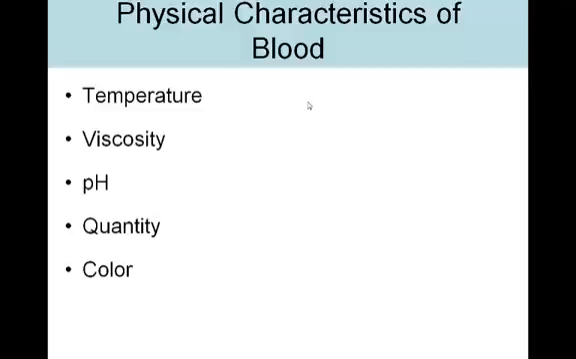Viscosity is a property that talks about thickness of a fluid. So something like syrup or molasses would be more viscous than pure water. Blood is also more viscous than pure water. Blood viscosity is about 5 times more viscous than pure water. And that's because there are things in the blood other than water, like cells, that kind of add to that thickness.